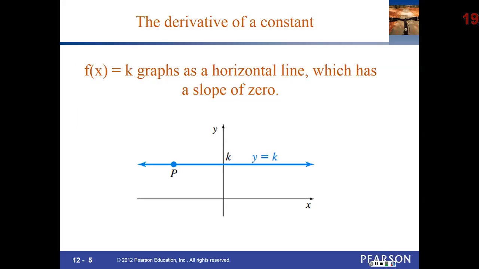The reason for that is because if f of x is a constant, well, that's the same as y equals whatever that constant is. That's just a horizontal line. What's the slope of a horizontal line? All together, 0. So the derivative of a constant is 0 because it's the slope of a horizontal line.